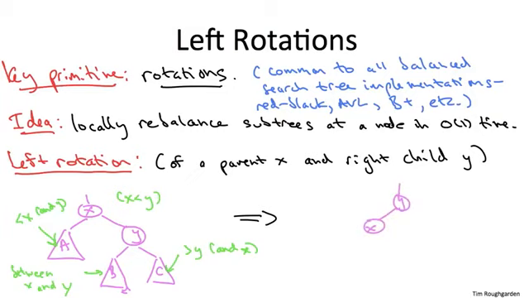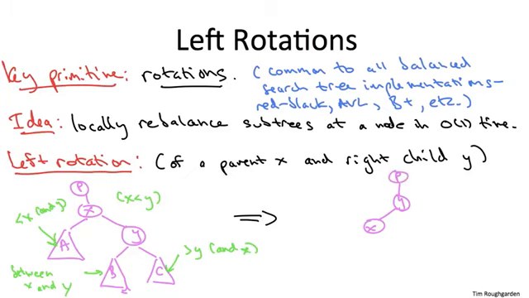So your first question might be, well, what happened to X's parent? So X used to have some parent, let's call it P. And now X's new parent is Y. Similarly, Y used to have a parent X, and there's a question, what should Y's new parent be? Well, Y is just going to inherit X's old parent, P.